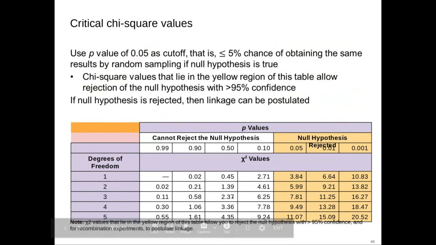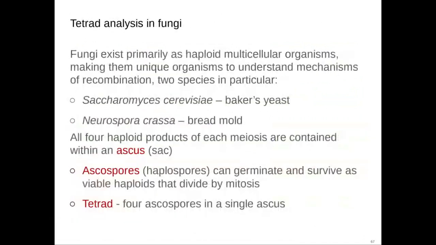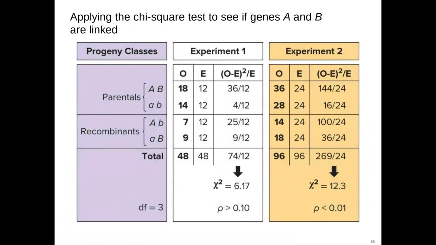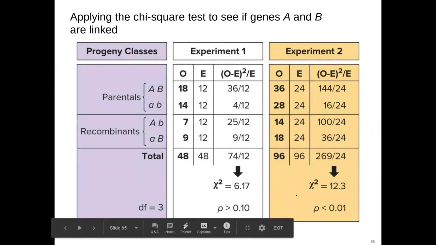We use it to determine our p-values. And we can see a second experiment where we have observed 36, 28, 14, and 18. Total is 96, but again, our expected is a 1 to 1 to 1 ratio. So we have to put 24 in because 24 times 4 is 96. In this case, we had a chi-square value of 12.3 and a p-value of less than 0.01.